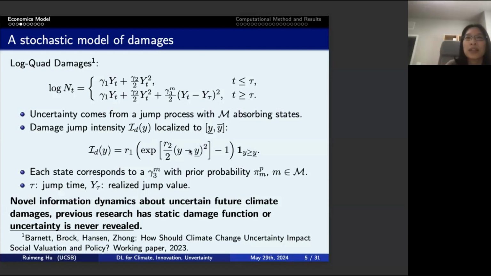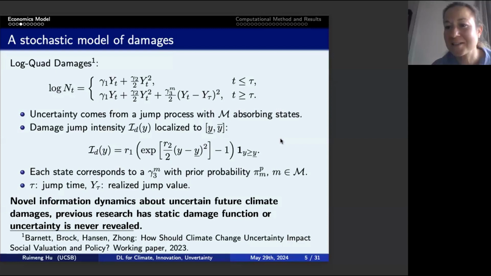Okay, so we have this exponential function which is increasing in y. And then once the jump happens, it reveals the corresponding gamma 3, the additional curvature to the damage function. But we do not know a priori what's the value for this until it happened. And then we assign some prior probability.